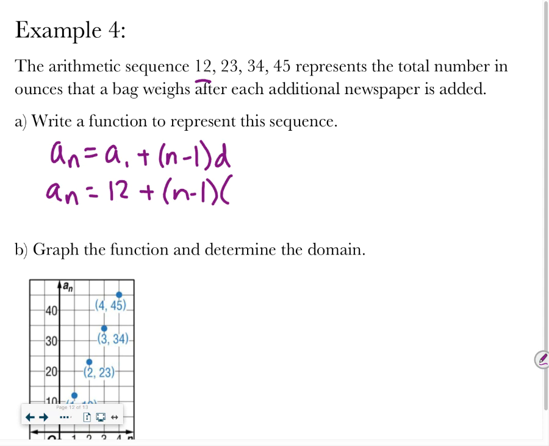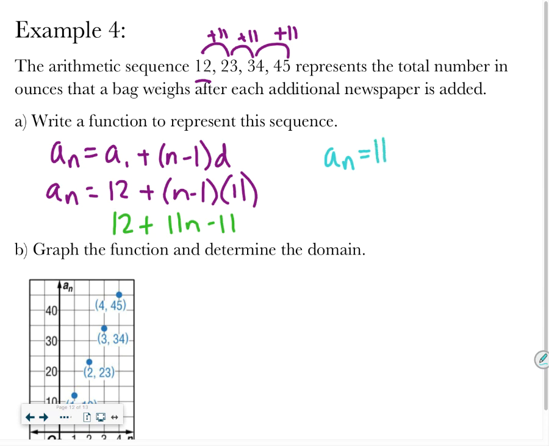And how much are we changing by? We added 11, added 11, added 11. So I'm going to multiply by 11. Then I'm going to simplify this. So I have 12 plus 11n minus 11. So my final equation is going to be a sub n equals 11n plus 1.